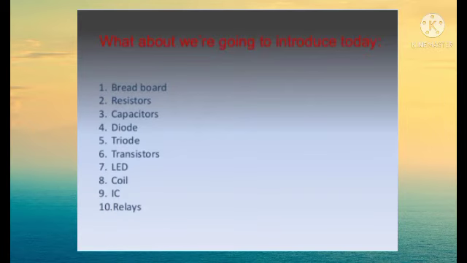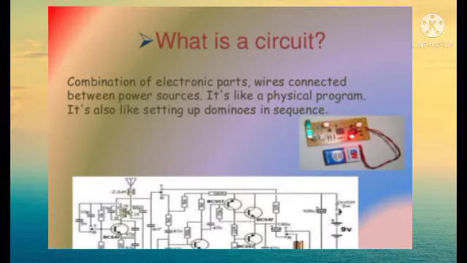Let's first discuss what a circuit is. What is a circuit? A circuit is a combination of electronic parts and wires connected between power sources. It's like a physical program. It's also like setting up dominoes in sequence.